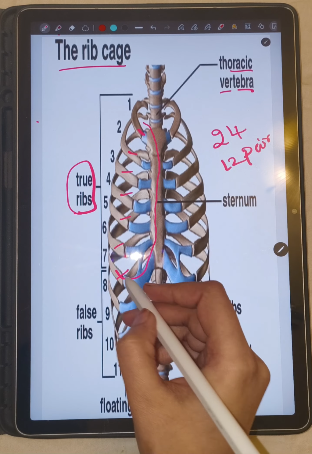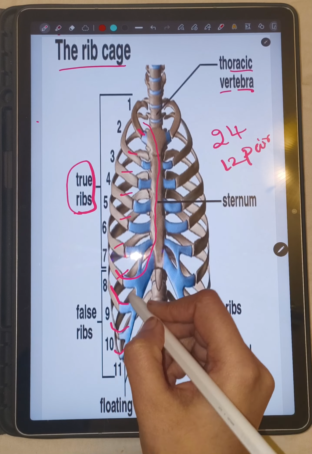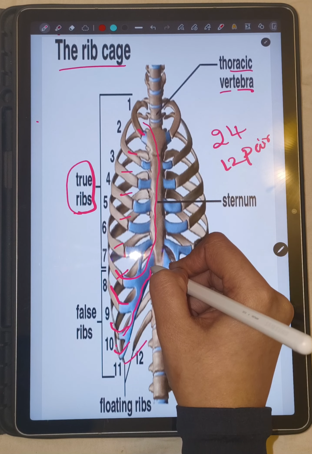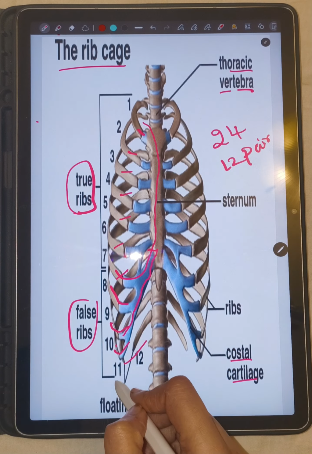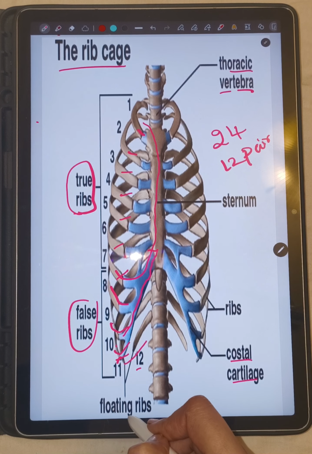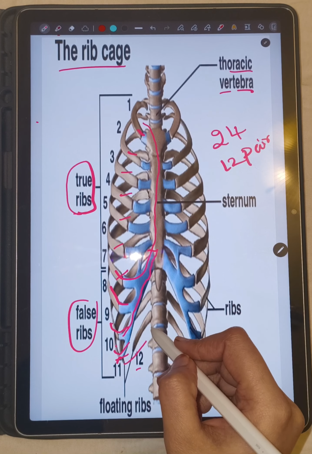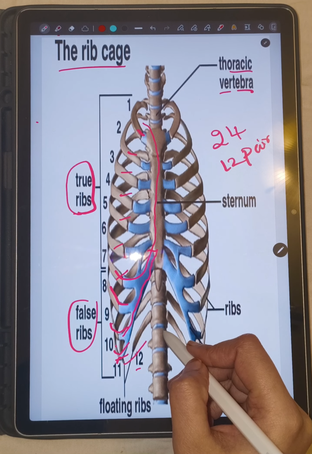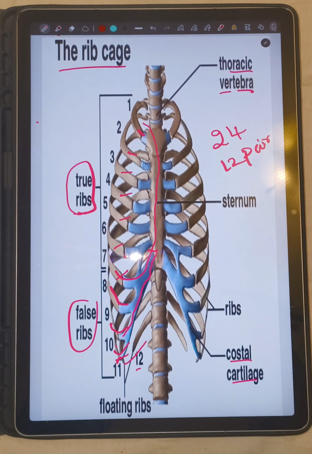And the false ribs are ribs 8 to 12. In the false ribs, 8, 9, 10 do not directly attach to the sternum. These are the false ribs. And ribs 11 and 12 are floating ribs. They do not attach to the sternum. They protect the lower thoracic and upper abdominal organs like the kidney. It allows flexibility and movement of the thoracic cage for breathing. So this is the rib cage.